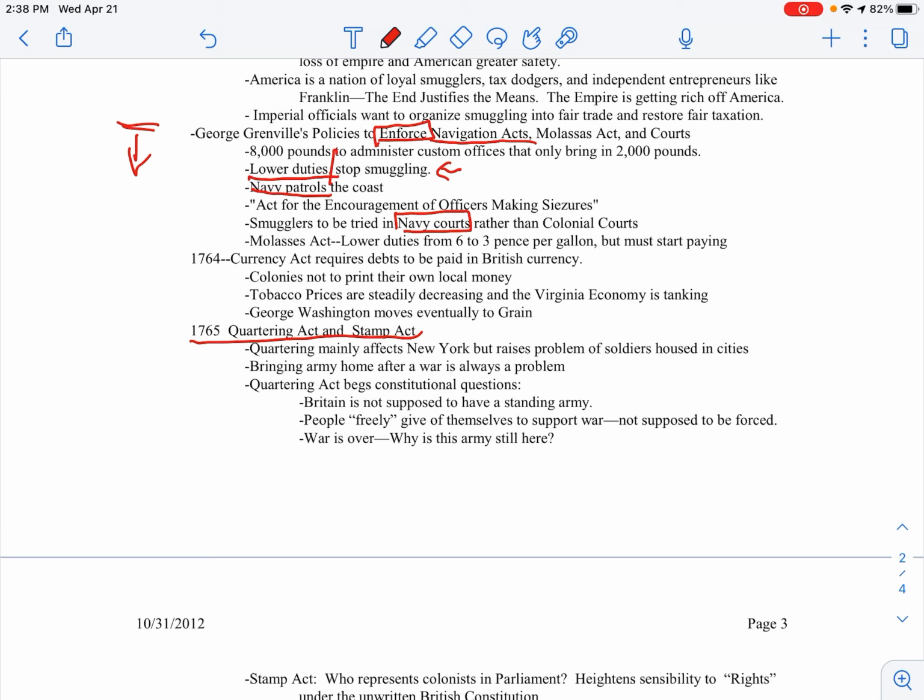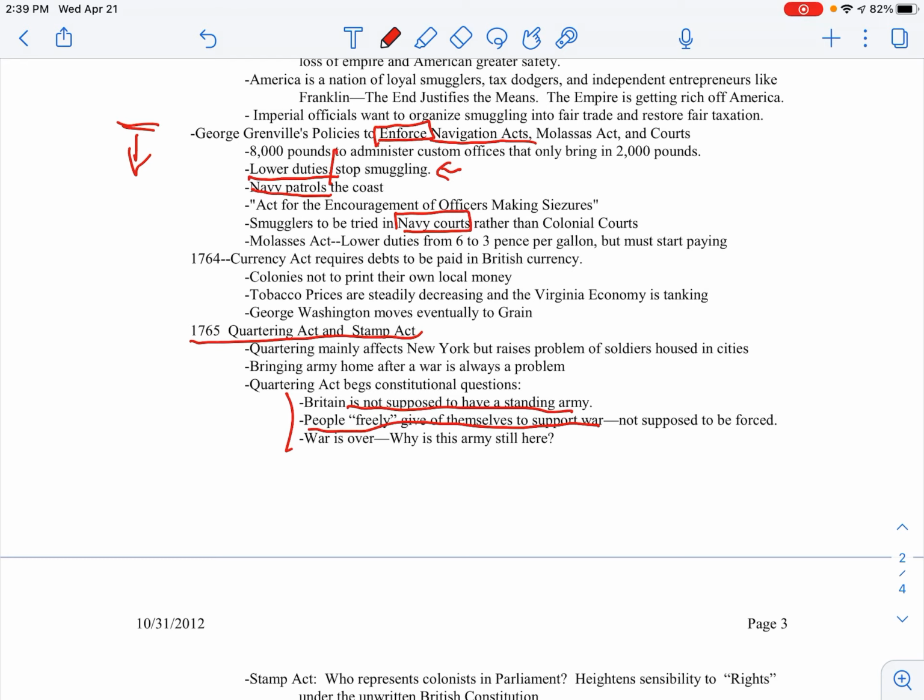America's had this problem. It's a very common problem in world history: let's keep our foreign soldiers foreign until we can actually get the structures of society set up so that we can take them back in and incorporate them fully. So from a world history standpoint, Britain's doing the right thing with this Quartering Act. However, on the other hand, Britain is not supposed to have a standing army, and people are supposed to freely give themselves. These are British traditions that the empire can't force you to find a place for these soldiers to live. And so that's wrong.